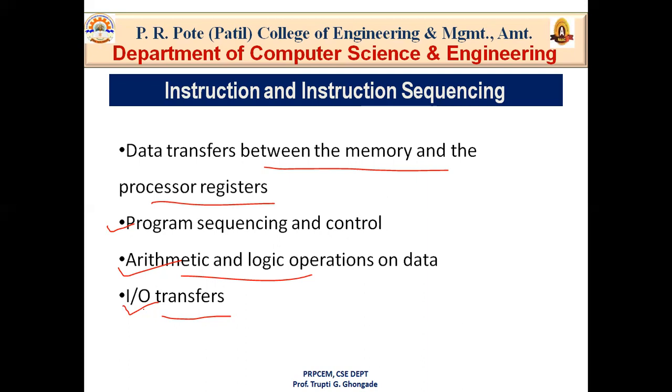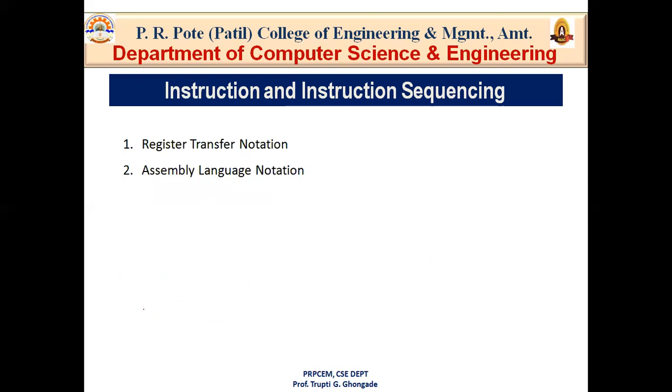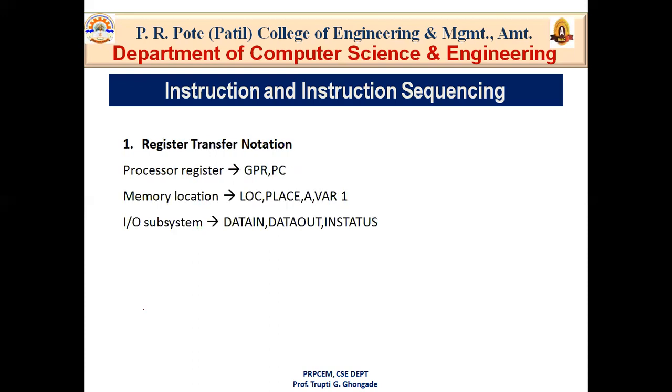So there are basically two types of notation which are used to write programs. The first one is the register transfer notation, and the second one is the assembly language notation. We are going to discuss both of these notations. First we will discuss register transfer notation. So what is meant by register transfer notation?